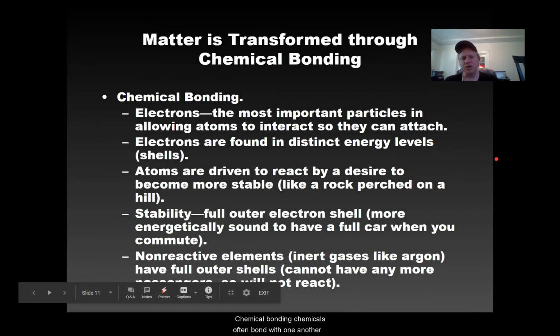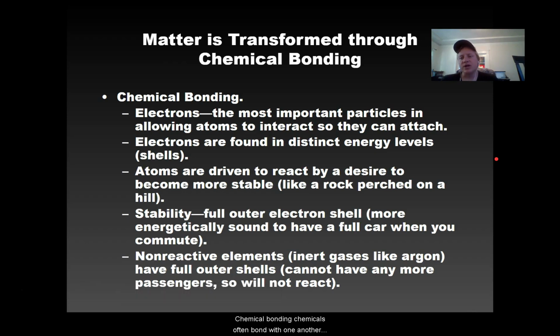So, chemical bonding. Chemicals often bond with one another, and most of the time that is to fulfill their valence shells, like we talked about last time with the octet rule, right? They're trying to get a full valence shell, whether that means giving electrons away or picking up other electrons from elsewhere. So, again, electrons are the most important subatomic particle when we're talking about atoms interacting with one another. Electrons have those distinctive energy levels I was talking about earlier. Remember, the first one has 2 electrons, and then 8 in subsequent shells.